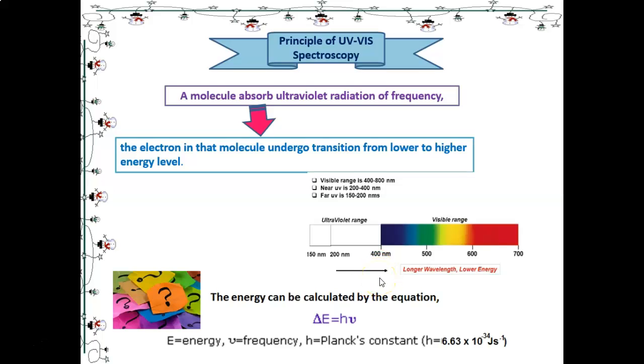So don't get confused with wavelength. Here we have the lowest wavelength, but the frequency is highest. It is the opposite of wavelength. If wavelength is lower, frequency is higher. If frequency is lower, wavelength will be higher, right?